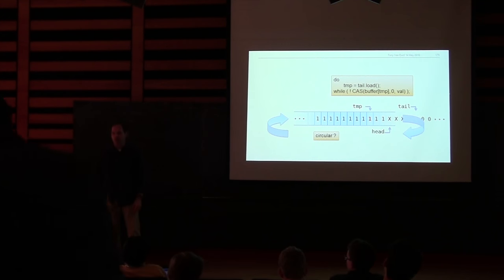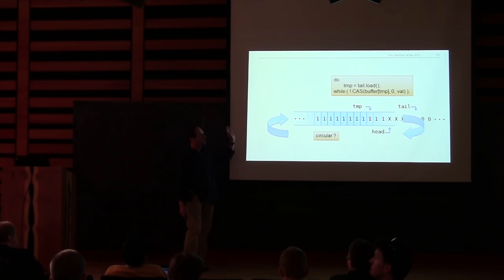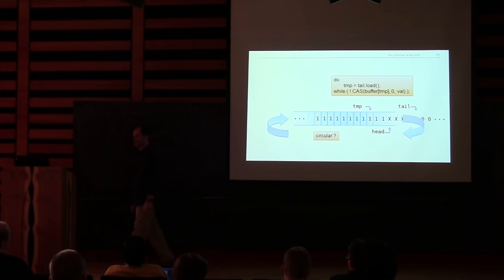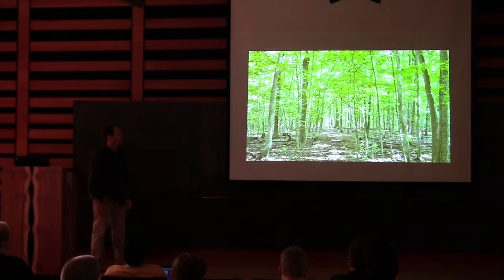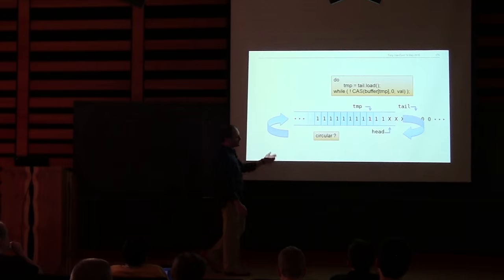Did I mention this is a circular queue? I probably didn't mention that, but obviously, even though my tail value can go off forever, memory is not infinite. So I'm going to have to recycle this buffer. And I'm going to go for a walk again, because I have to think about this. Right?